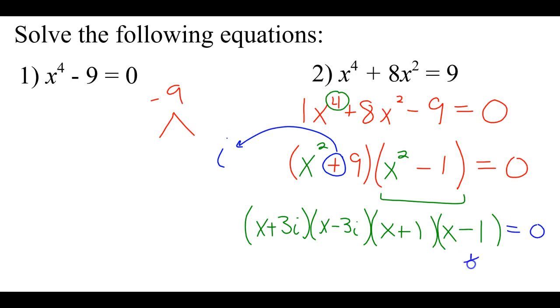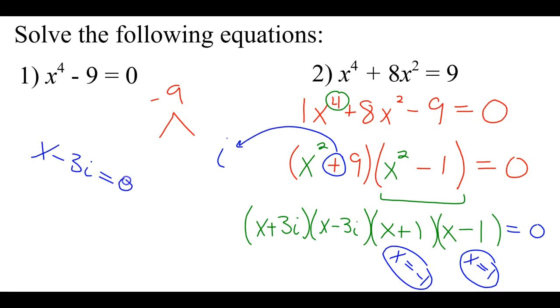So what's our answer out of this factor? 1. What's our answer out of this factor? -1. Now we can still do it with this. So if I have x minus 3i equals 0, you just add over 3i. So therefore x equals 3i. So here we have x equals positive 3i. This here would give us negative 3i.